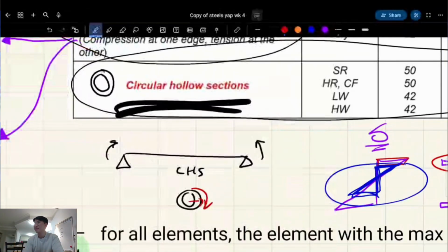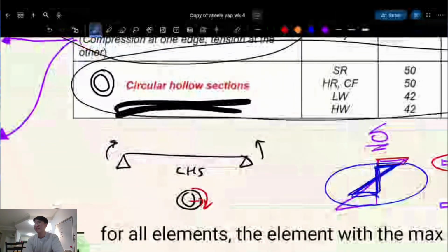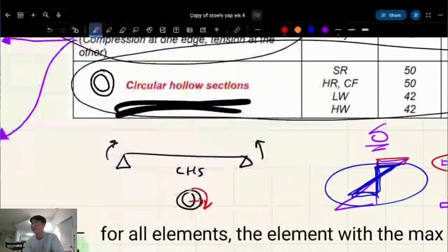So does it have a minor axis? No, because it's a circle, right? So its major and minor are about the same. So firstly, it doesn't really have a minor axis. Yeah, so it's harder to laterally deflect. Okay, the next thing is twist.